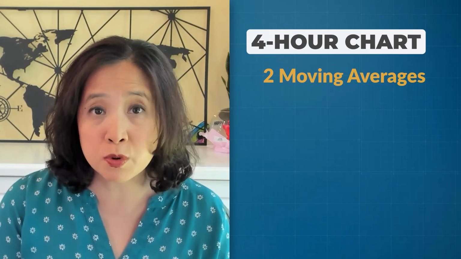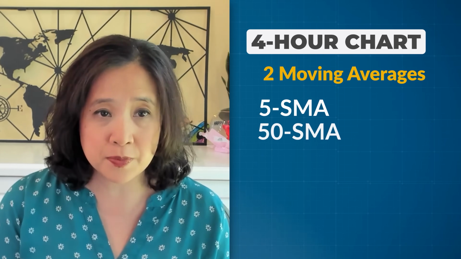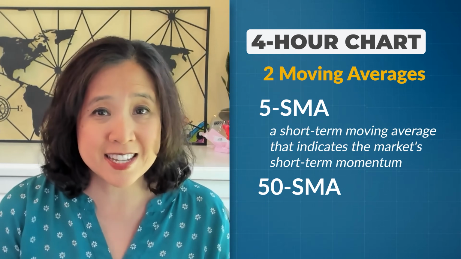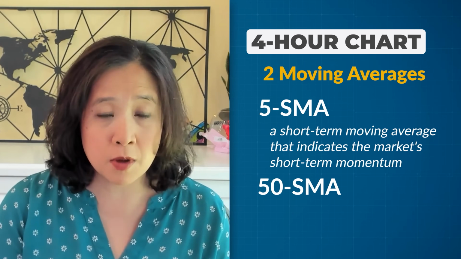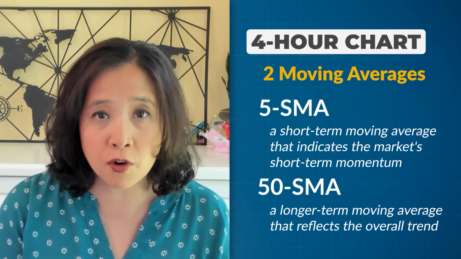This 4-hour chart strategy that we're going to talk about involves two moving averages, the 5 SMA, simple moving average, and the 50 SMA. Now, the 5 SMA basically is a short-term moving average that dictates the market's short-term momentum, while the 50 SMA is a longer-term moving average that reflects the overall trend.